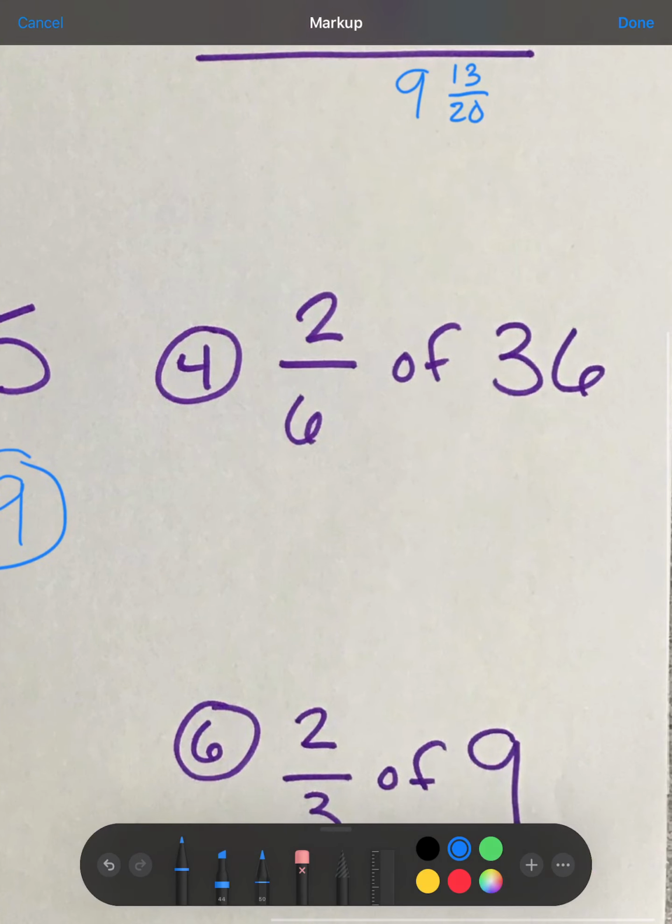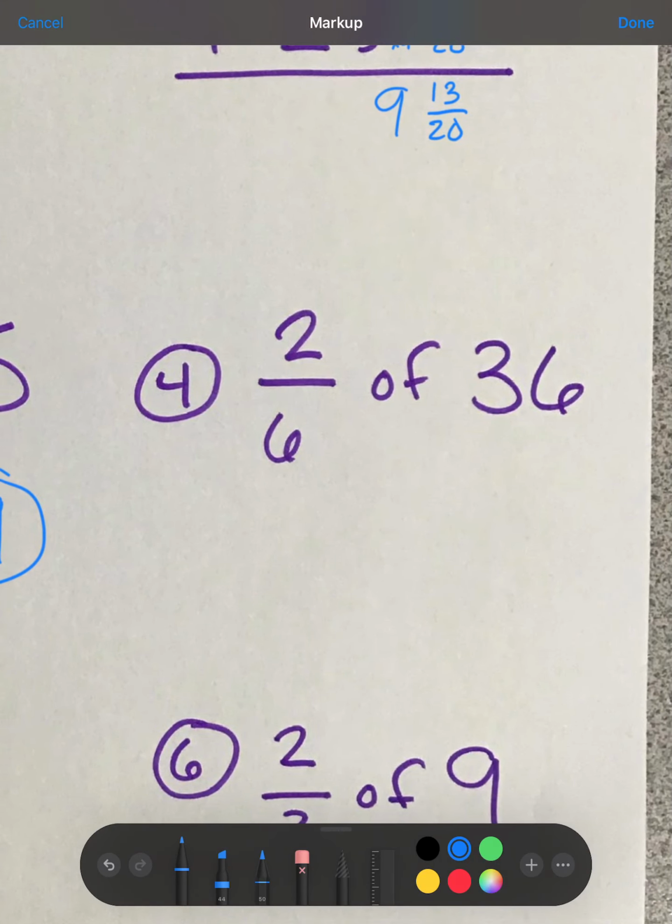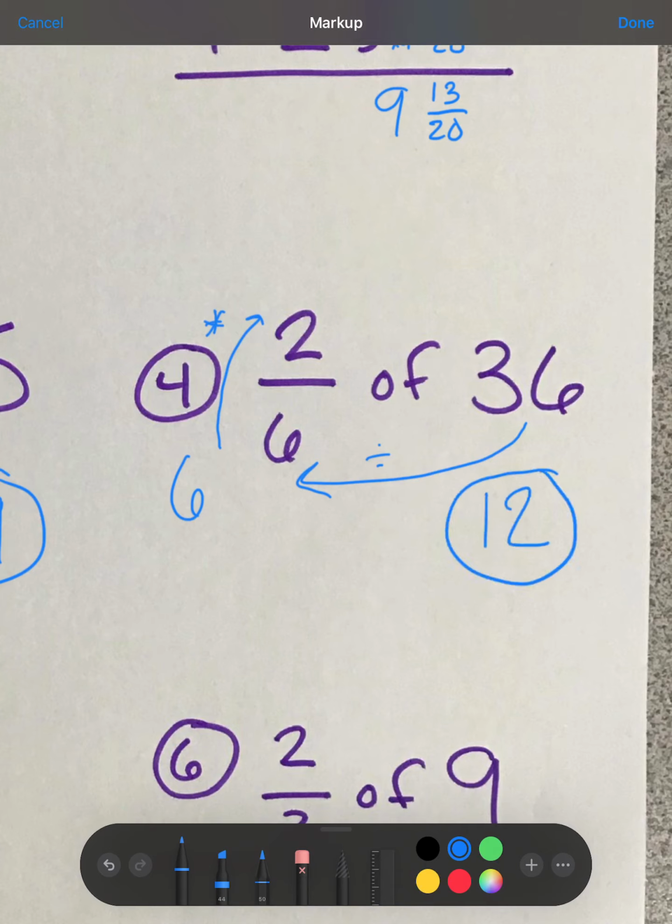Moving on. I have 2/6 of 36. I'm going to take 36 and divide it by 6. 36 divided by 6 is 6. Then I'm going to take that and multiply that by the numerator. 6 times 2 is 12. So 2/6 of 36 is 12.